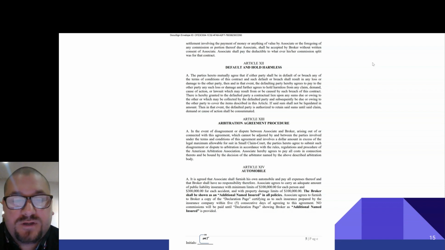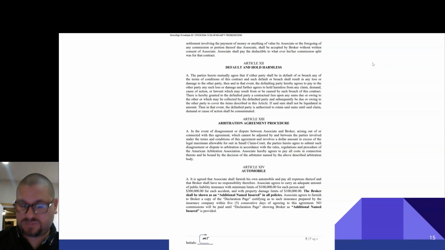Associate agrees to furnish to broker a copy of the declaration page certifying as to such insurance prepared by the insurance company within 5 consecutive days of agreeing to this agreement. No commissions will be paid until declaration page showing broker as additional named insured is provided. So this article, 14 automobile, seems to have some issues here.